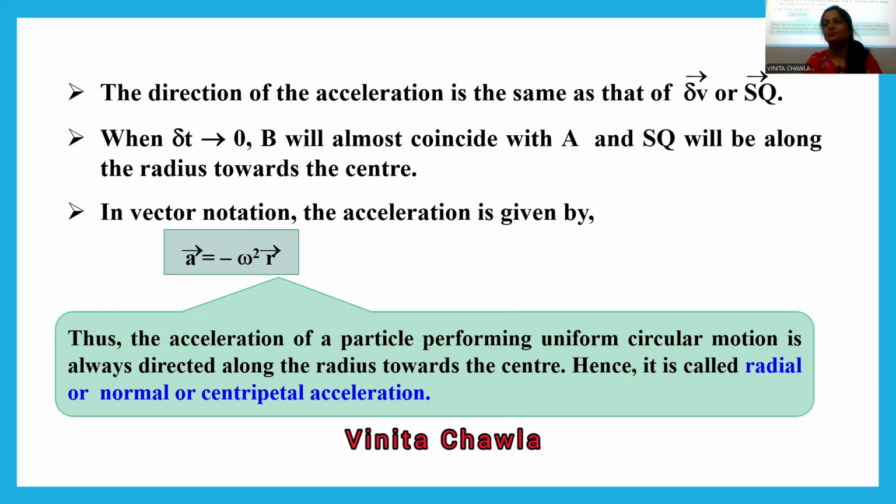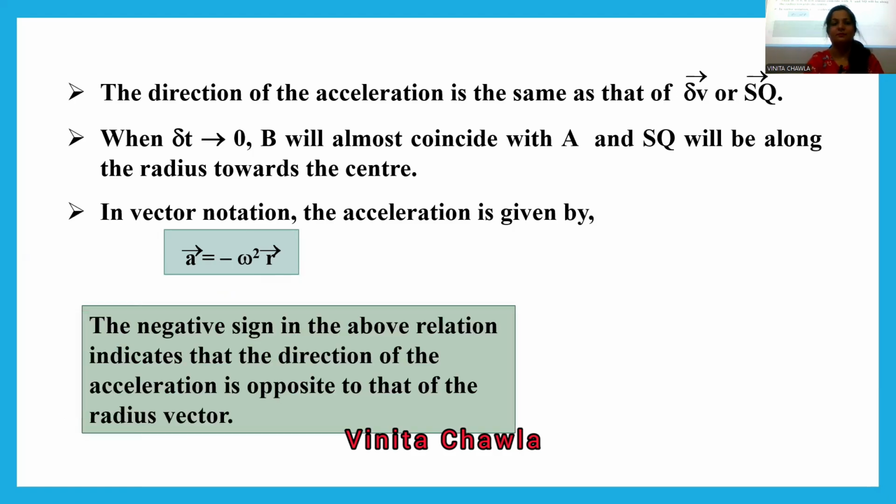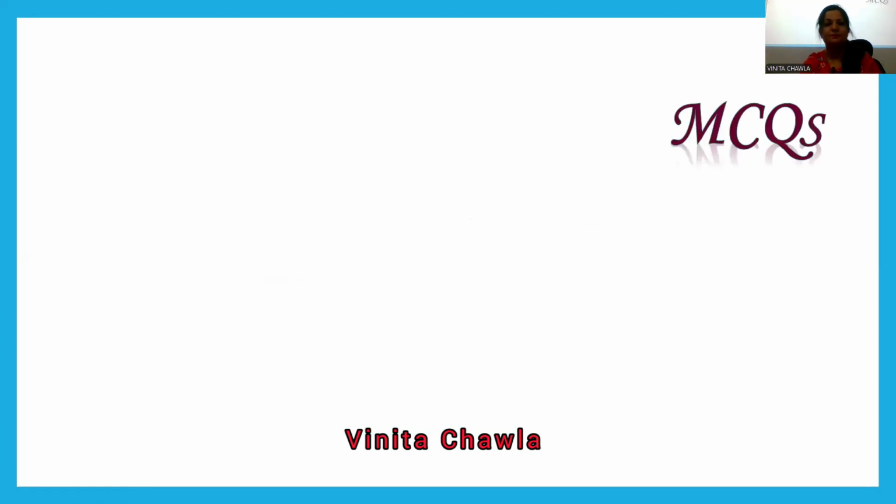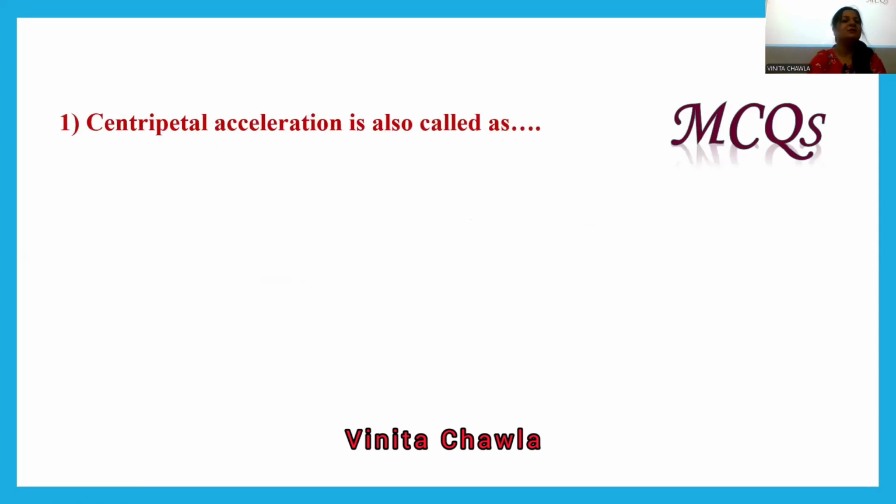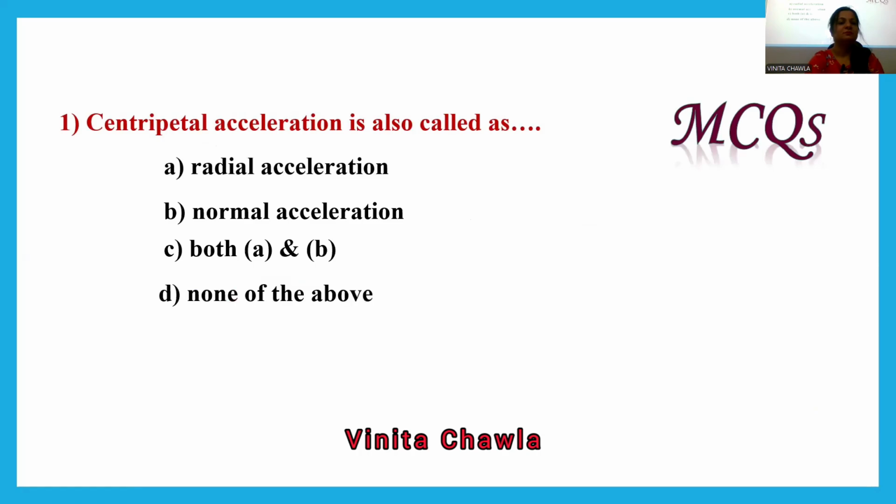Yeah, आगे. And negative sign shows that direction of acceleration is opposite to that of radius vector. This we have discussed. Let's do the question. Centripetal acceleration is also called as both A and B, both radial and normal acceleration.